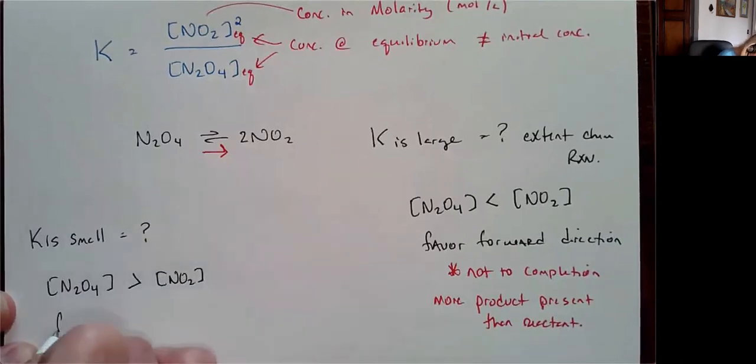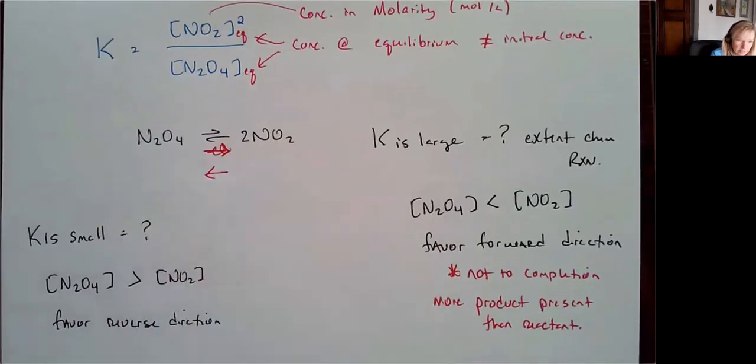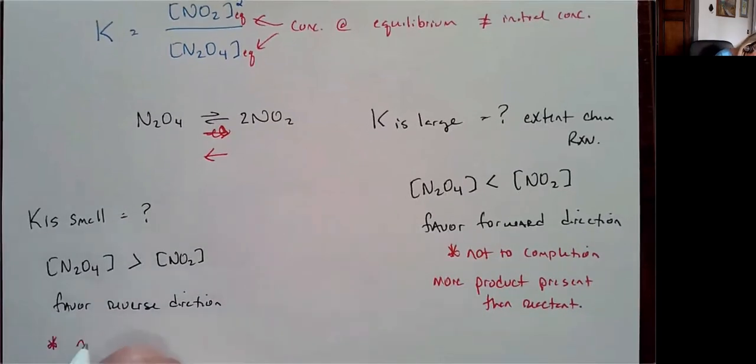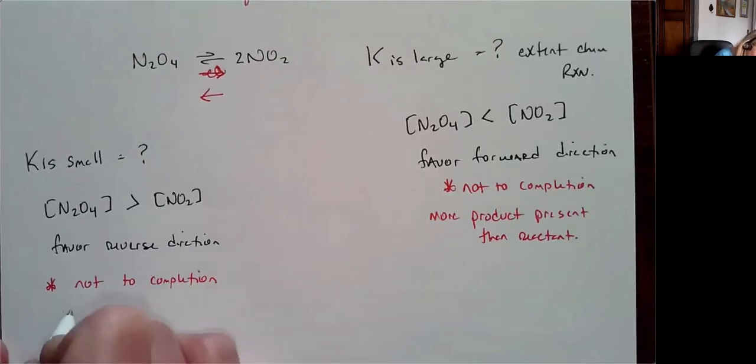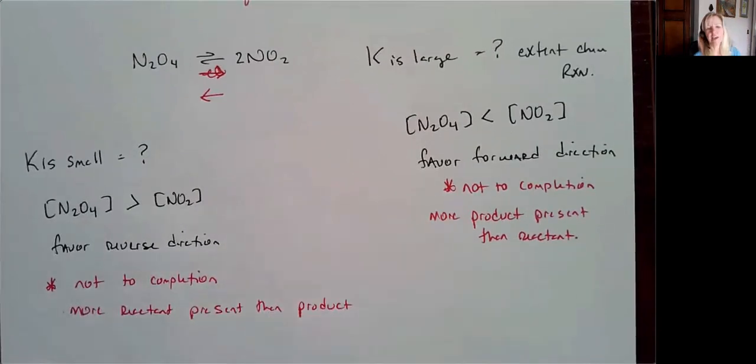And I'm going to favor the reverse direction of that reaction because I have more of this in solution than I have this. I'm going to favor the reverse reaction. I'm still not going to go to completion because it's an equilibrium reaction, but now I have more reactant present than product. So your magnitude of K can tell you something about that reaction, how far that reaction is going.